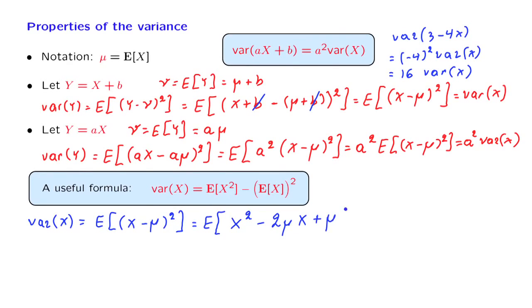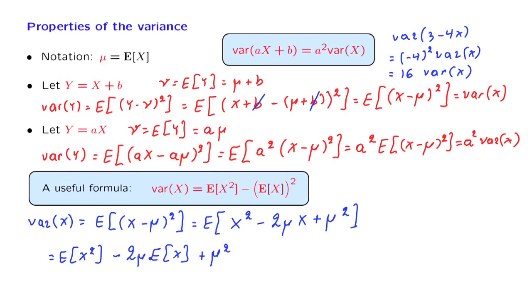Now, let us rewrite what is inside the expectation by just expanding this square, which is x squared minus 2 mu x plus mu squared. Using linearity of expectations, this is broken down into the expected value of x squared minus the expected value of 2 times mu x, but mu is a constant, so we can take it outside the expected value, and we're left with 2 mu expected value of x plus mu squared.